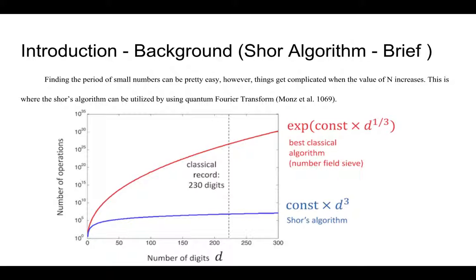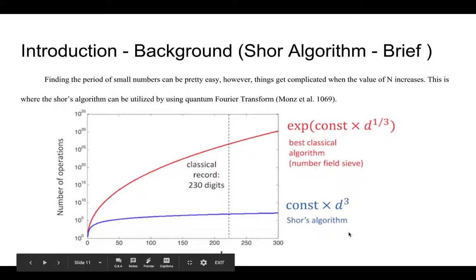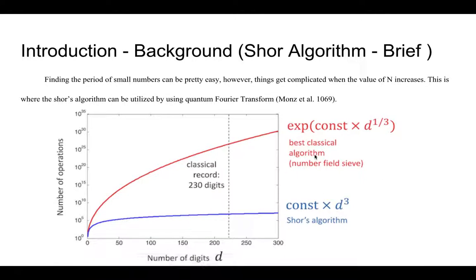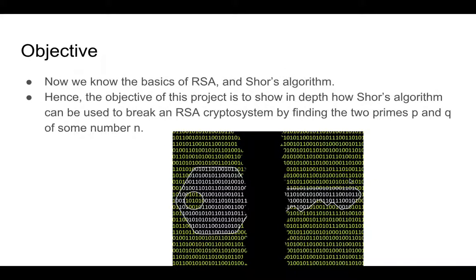So finding the period of small numbers can be pretty easy. However, things get complicated when the value of n increases. This is where Shor's algorithm can be utilized, by using the quantum Fourier transform. The figure here basically shows the difference between Shor's algorithm and the best classical algorithm to find the prime factors.